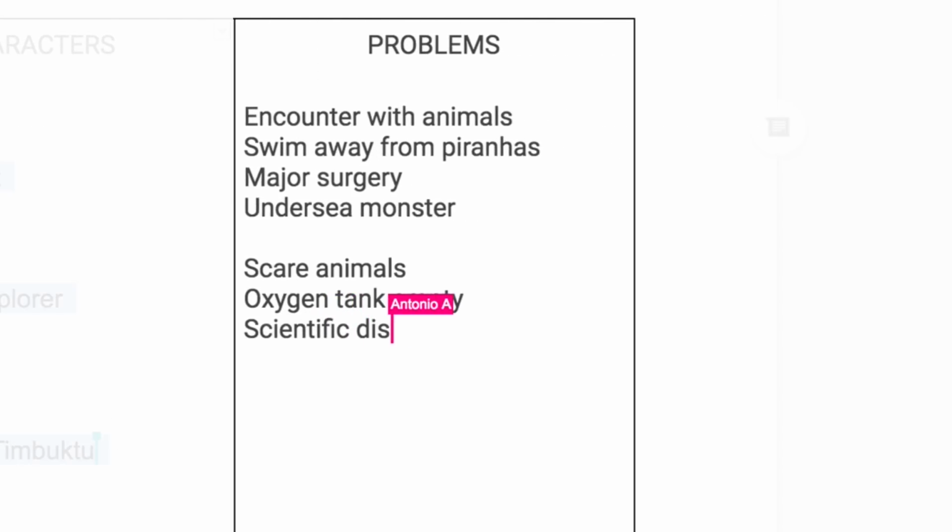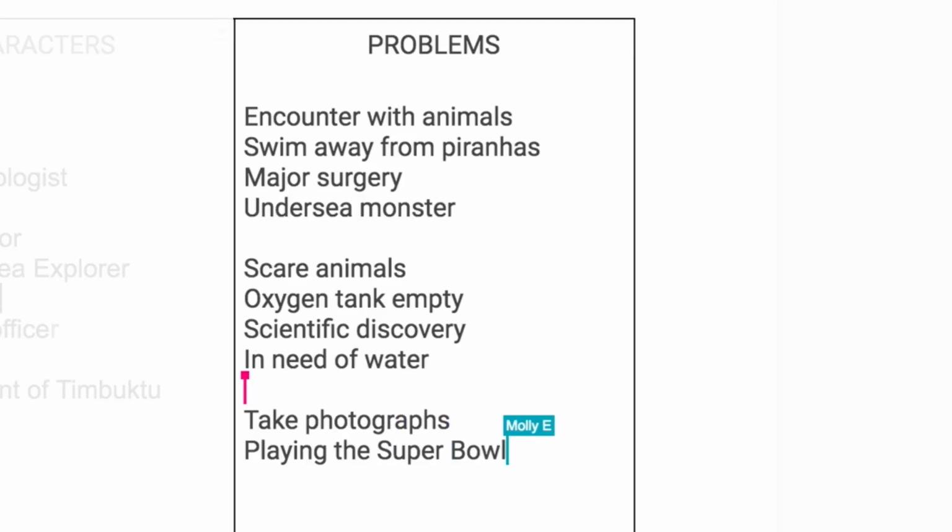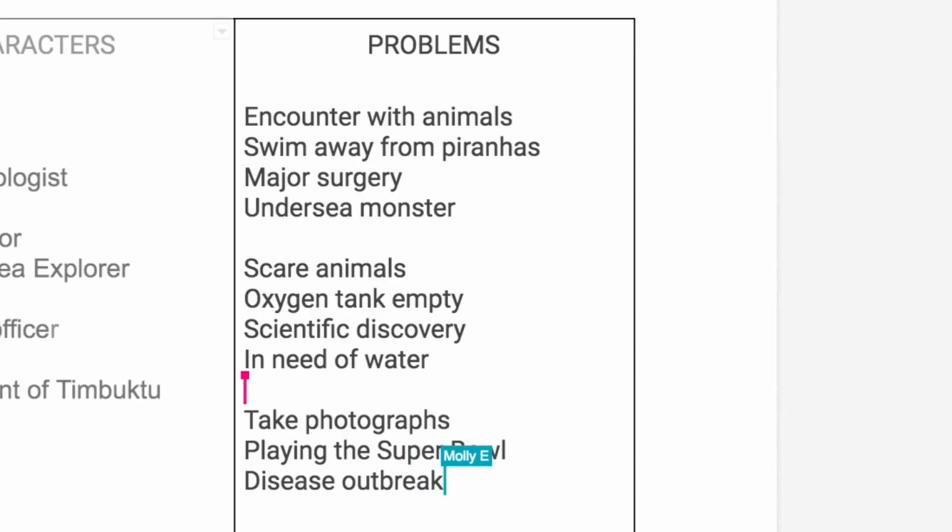Finally, think about the problems the main character might encounter in these settings. Perhaps the astronaut finds out there's a meteor hurtling towards the planet. Or maybe the deep-sea explorer sees a monster and their oxygen tank is almost empty. Record your own ideas for potential problems in the problems column.